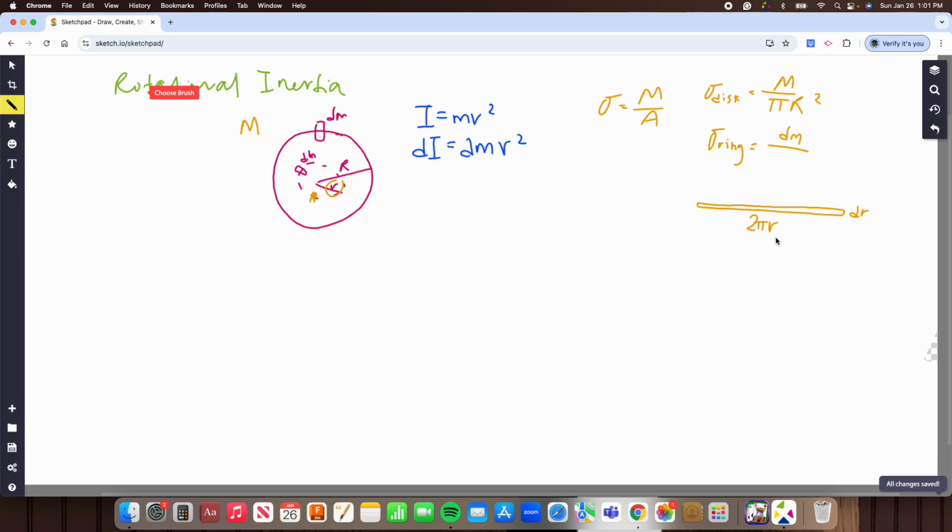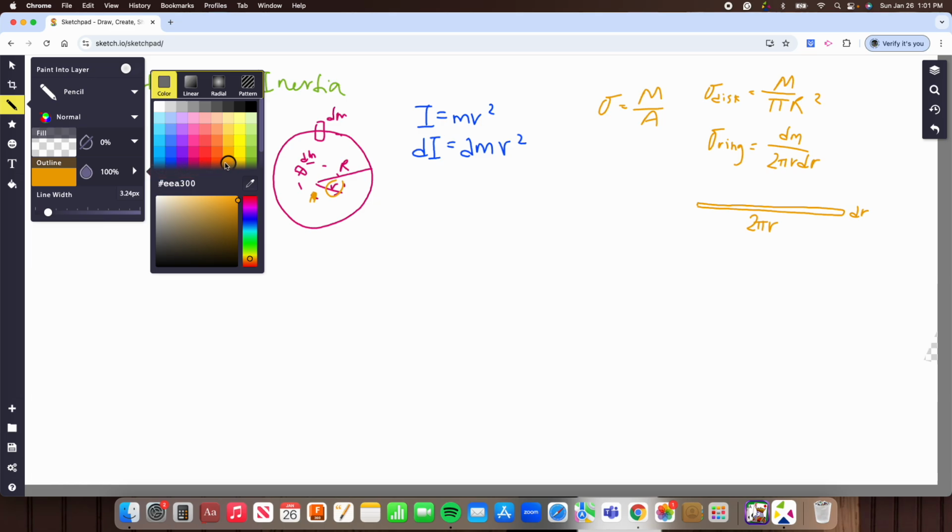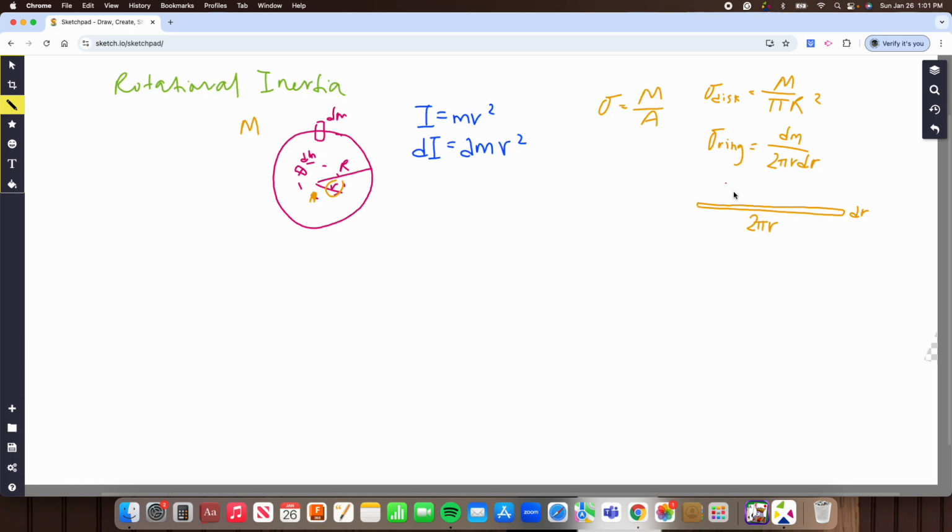So now what we can do is multiply these two together to find our area. So it's going to be 2 pi r dr. Now we know that the density of these two are the same. So we're going to set both of these equal and see if we can find an equation for dm. So we're going to have capital M over pi capital R squared. You want to make sure capital R is different from lowercase r. And then you're going to set that equal to dm over 2 pi r dr.